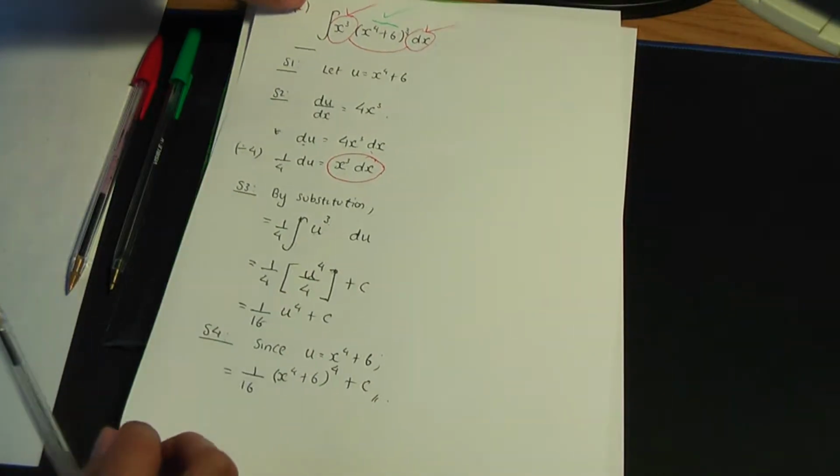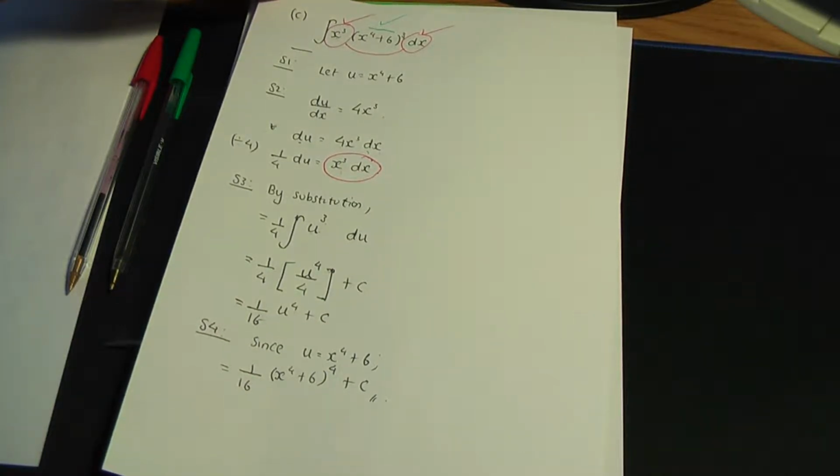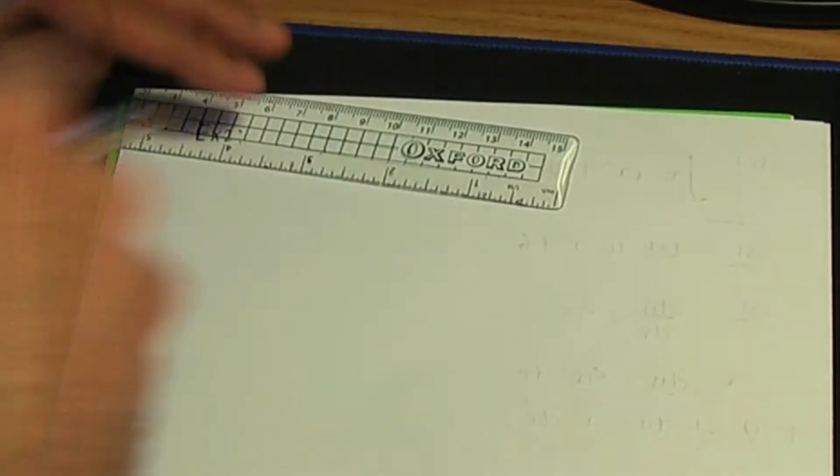Now, let's apply substitution to a definite integral. Remember, the term definite means an integral with limits, okay? So there is a subtle difference for definite integrals. Let me explain using another example, example 2.